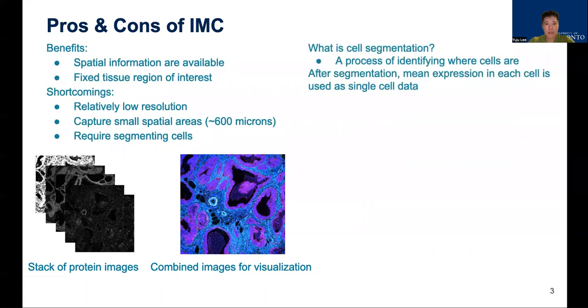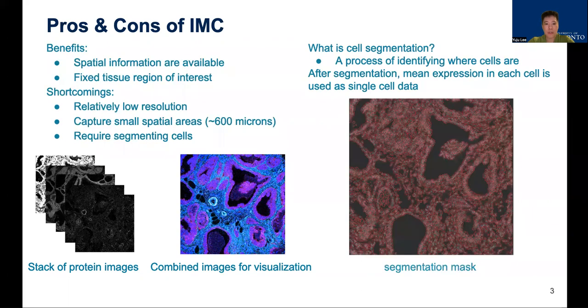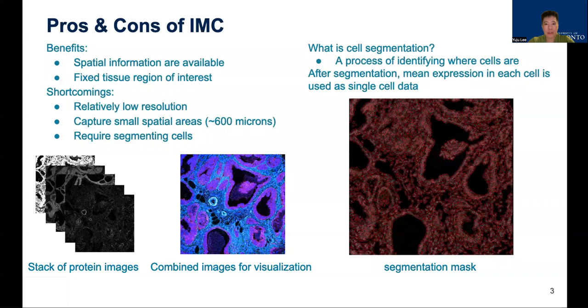Therefore, cell segmentation must be applied on these images, and it is a process of identifying individual cells considering all given protein images. After segmentation, mean expression in each cell is used as single-cell data. The figure below denotes the segmentation mask, where each red outline is a cell.